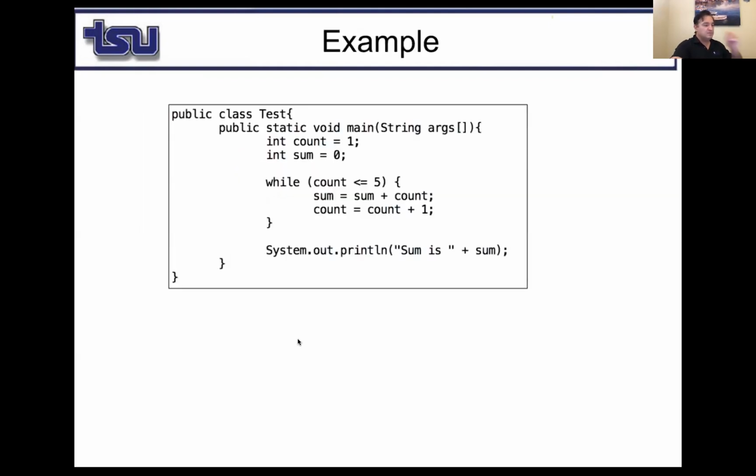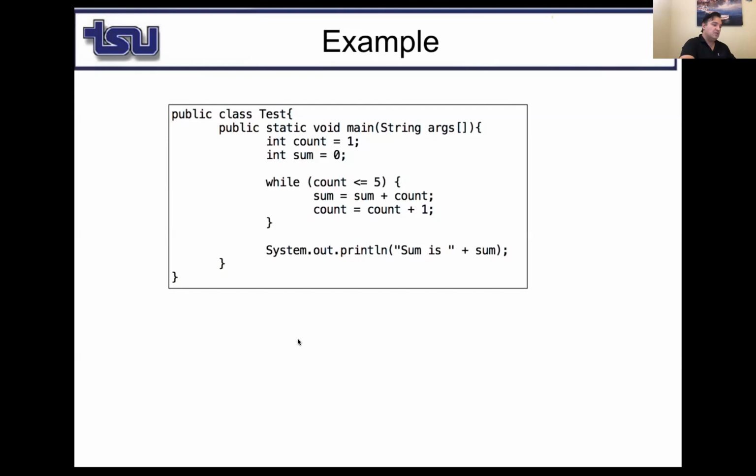All right, so here is another example. This is pretty simple. This is going to add the numbers from 1 to 5, okay? But let's see how it does that. Okay, so I define two variables. One is count, the other one is sum. Both of them have type int, primitive data type int. Both of them are initialized. Count is initialized to 1, sum is initialized to 0.